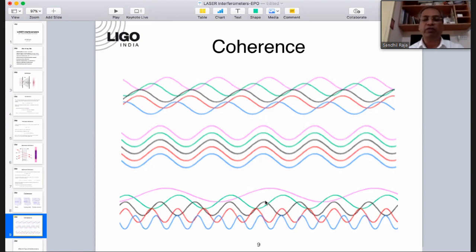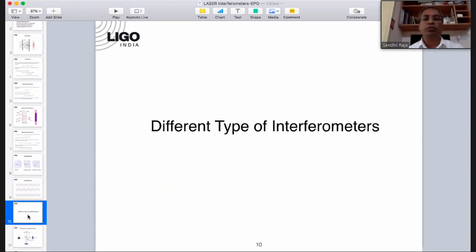But you'll see that even with low coherence, you can build what are called white light interferometers, albeit the interference pattern is visible over only the coherence length. And they're useful for some purposes. We'll discuss that. So let's have a brief on the various types of interferometers.